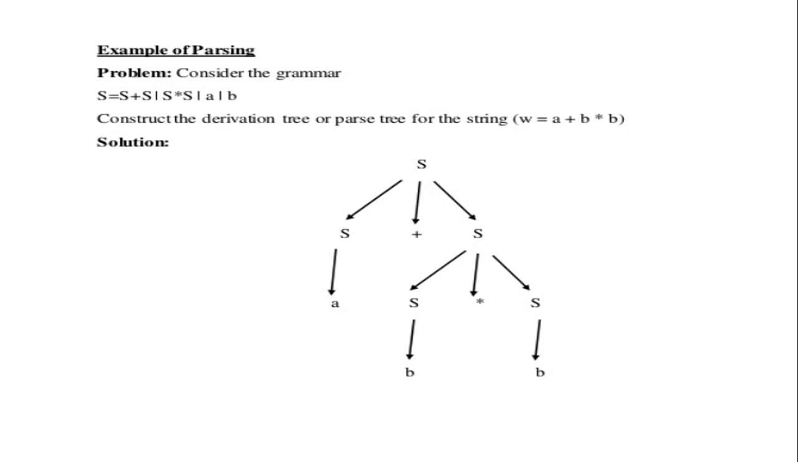Now we'll discuss some examples of parsing. Construct the given grammar: S goes to S plus S, S asterisk S, and a or b. We have to produce this language from this grammar. The first is the S string, then the next is S plus S. From S plus S, the production rule gives S asterisk S, then another S asterisk S, and finally a and b.